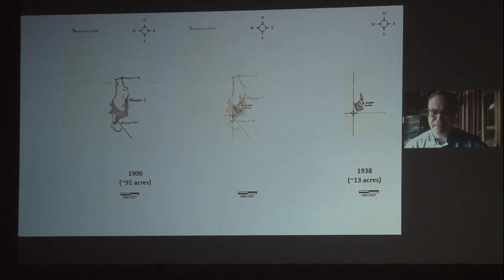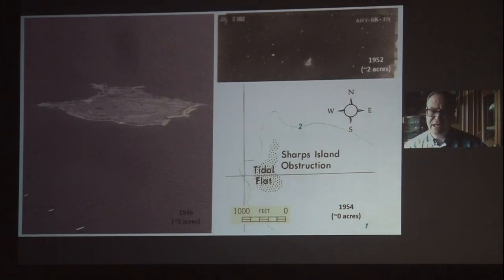By 1900, that island had been reduced to 91 acres. By 1938, it was down to about 13 acres. By 1946, the remnant, which is the tidal marsh, the topographic low area, had persisted because tidal marsh is more resistant to erosion. It was about 5 acres. By 1952, it was down to 2 acres. And by 1954, there was nothing left but a tidal flat. So basically, this island lost its battle with the Chesapeake Bay over a very short period of time. 1,400 acres disappeared in a period of less than 400 years.